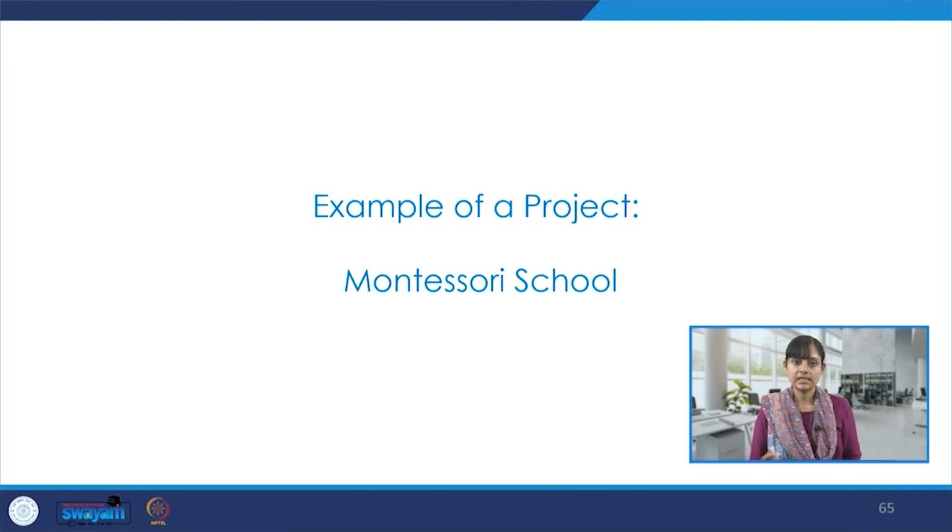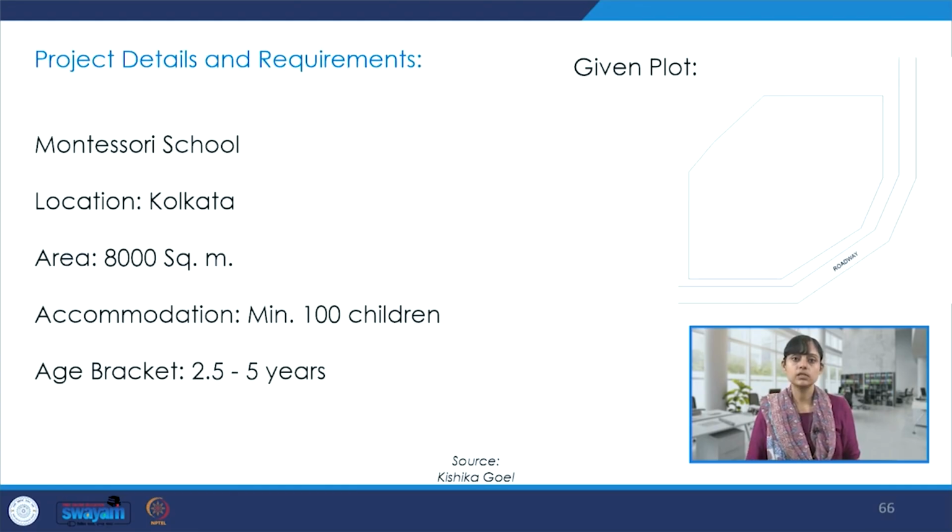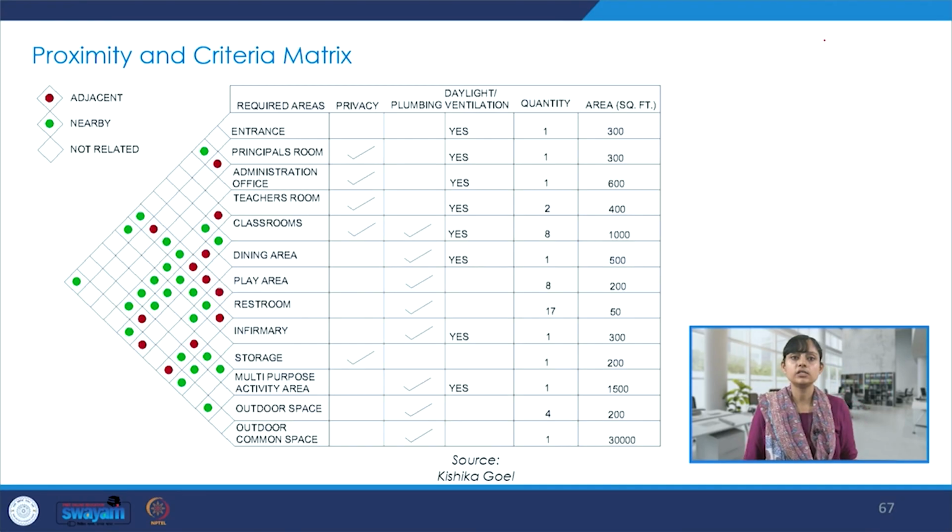This is a small example of a Montessori school. This is done by a friend and a student, Kishika. She's based in Kolkata. She's done some work with us on a project. And this is the location, this is the area, this is the given plot. And she did this exercise very, very meticulously, and we are very happy and thankful for her to contribute this and let us share this with all of you.